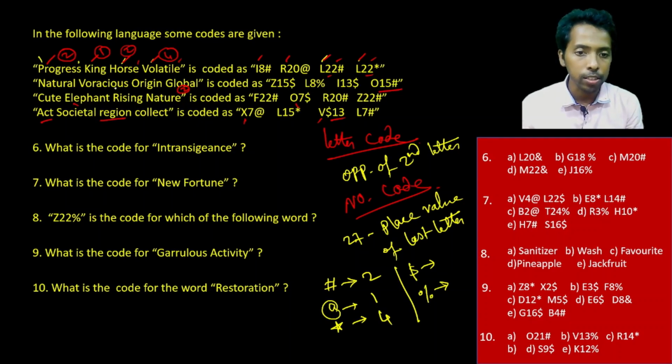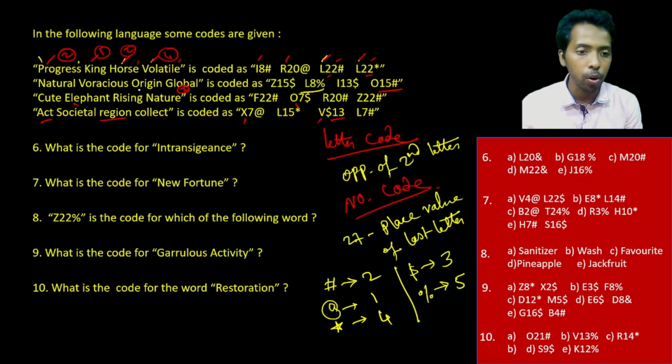So voracious it is, right? So this is 19, so 8 here. So the code for voracious is L8 percentile. So what's the number of vowels here? 1, 2, 3, 4, 5. Number of vowels 5 here. So for that is percentile, and this should be 3, right? Should be 3.